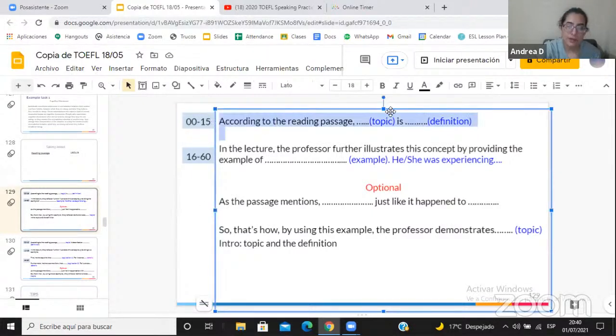You know what to do. It's just that you give an intro at the beginning, according to the passage, comfort zone bias is, then you tell me the definition, a short one. And then you say in the lecture, the professor illustrates this with the example of, and I can even say that for you, it's like a friend of his, right? And with the example of his friend. So that's pretty much it, guys.